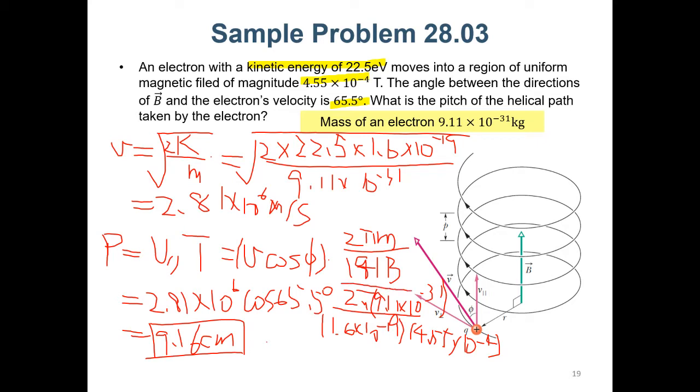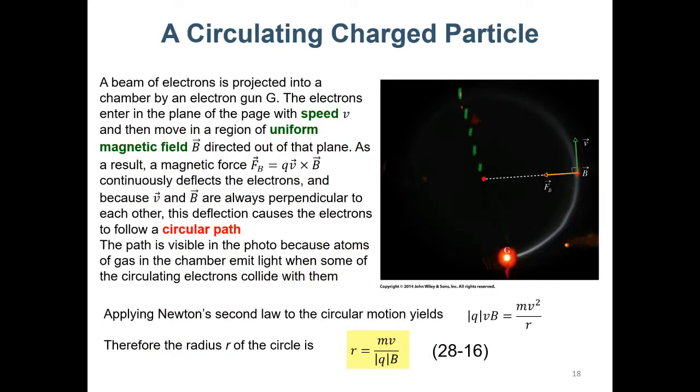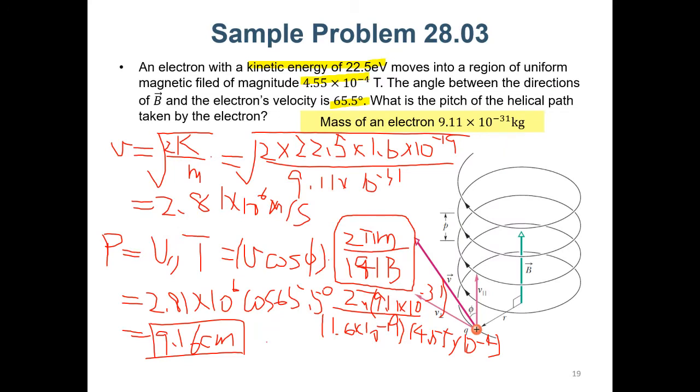Actually, you can find this formula in circular motion, I think. Or you can find some relationship between this one and that one. We can see v, QB, and m. So we just remove v and then put 2 pi there.